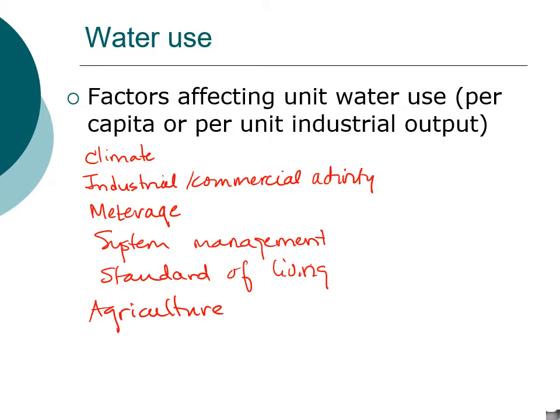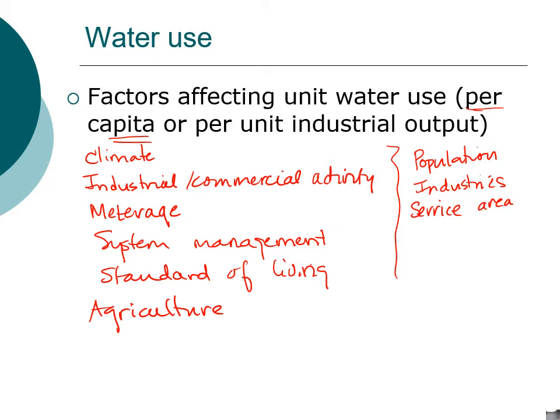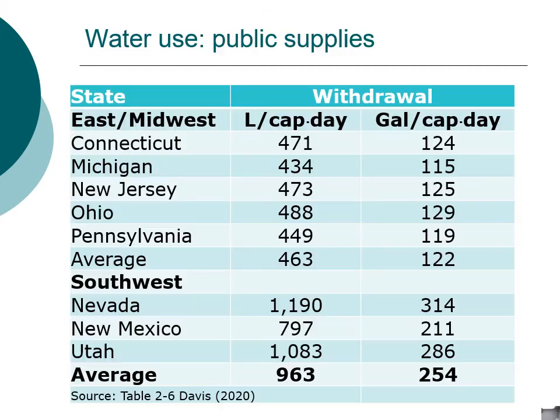Okay? This is all on a per capita basis. If we're looking at the entire system, then we need to think about the population that is served, what industries are present. We also need to think of the service area. So who are we serving? Are we just, for instance, serving the city of Brighton, or are we serving the surrounding townships?